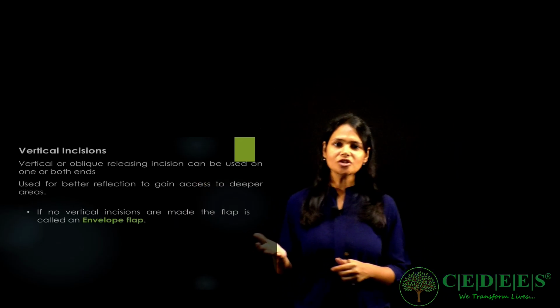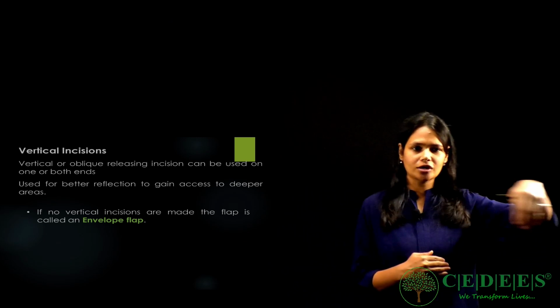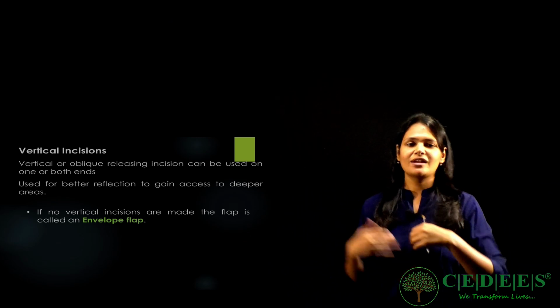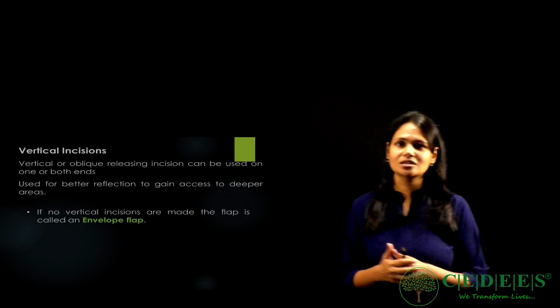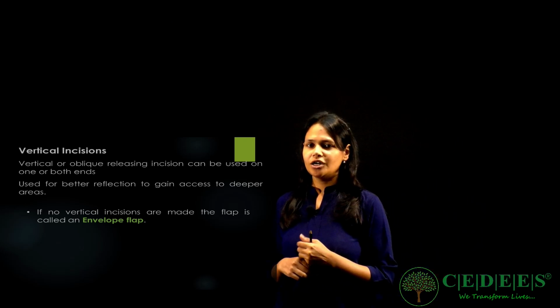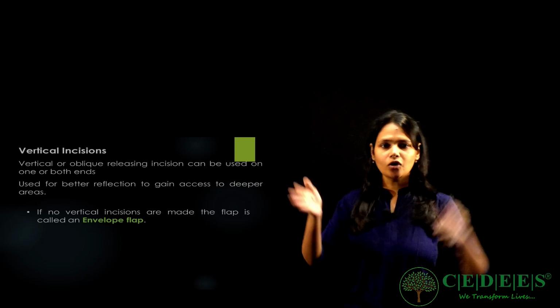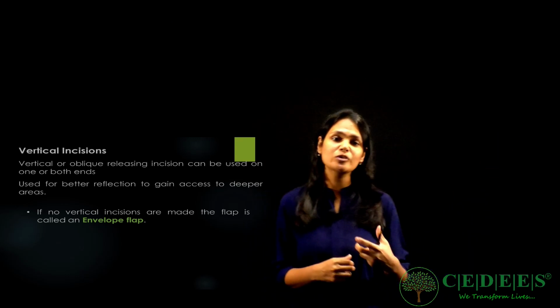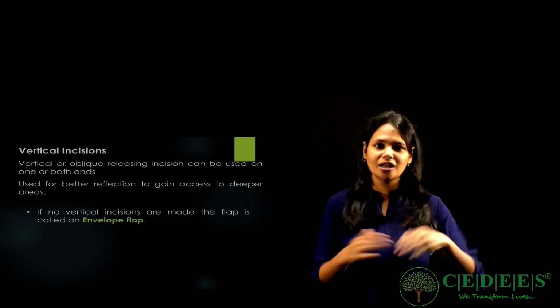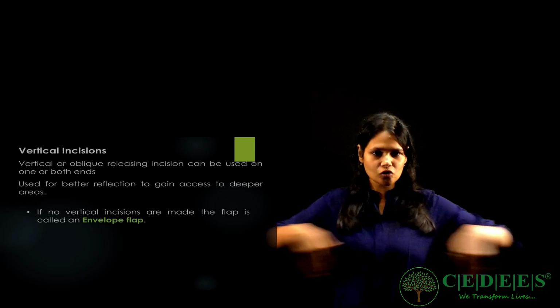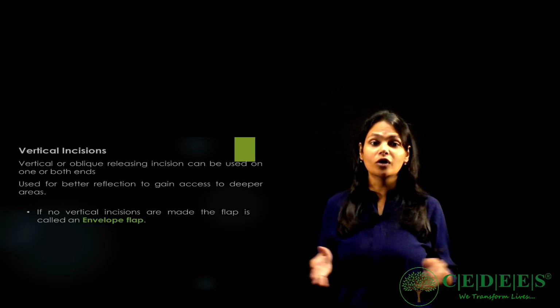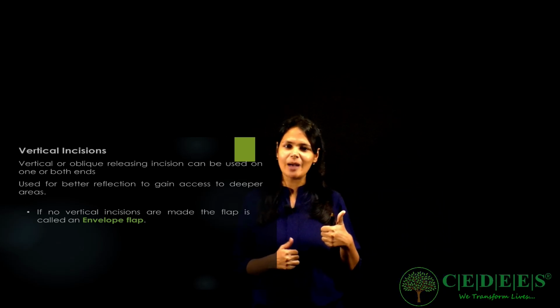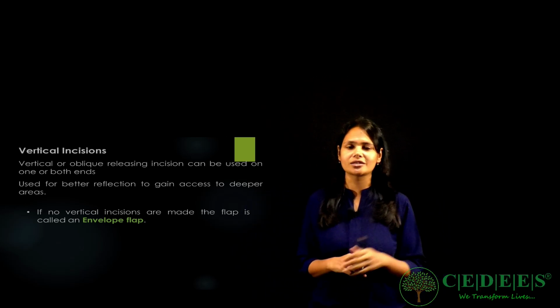Now vertical incisions, all of these incisions are given in the horizontal plane, whereas the vertical incision, as the name suggests, is given in the vertical plane. You can give it at one end, one side, or both sides of the flap. And if you don't give a vertical incision, the flap is known as an envelope flap, like an envelope. It just opens on one side. There is no way on the sideways. There is no vertical cut in an envelope. So envelope flap is the one where we use no vertical incisions.